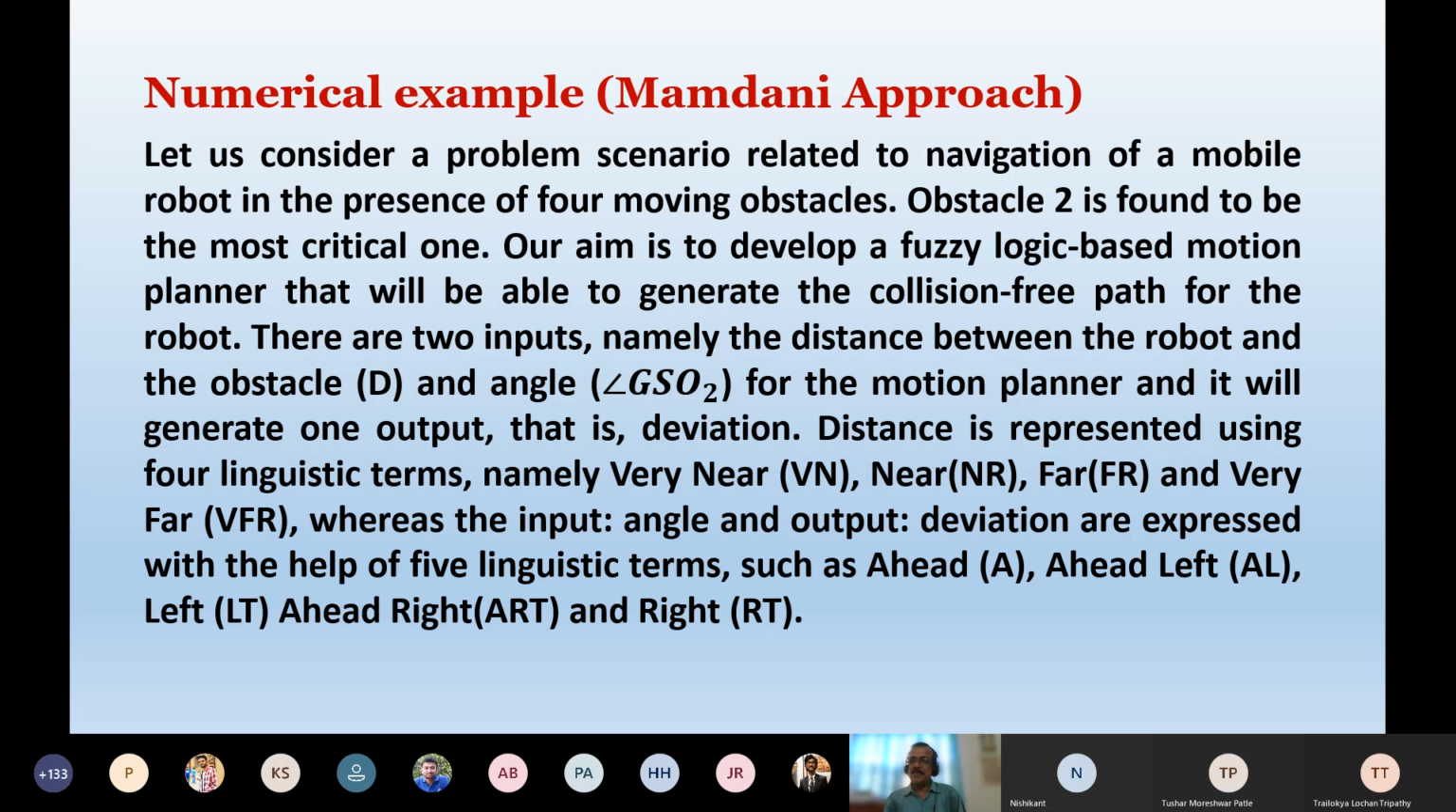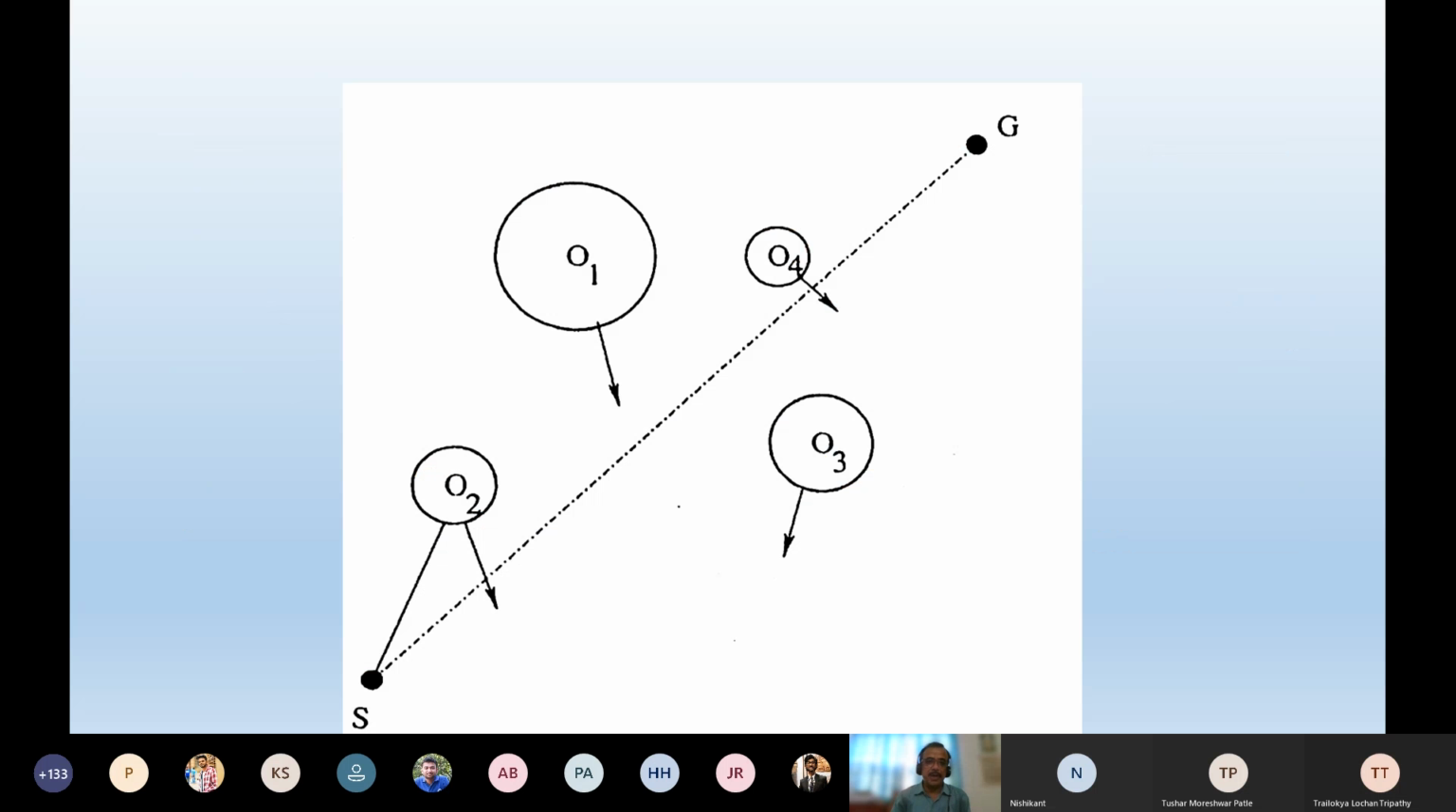Okay, and very purposefully I have kept it in my textbook also, most probably. So this is the numerical example based on the Mamdani approach. Now let me tell you the statement of the problem which I've designed. Before I give the statement, let me show you the picture of this particular problem. Very simple problem, and this problem is known as the find path problem in robotics.